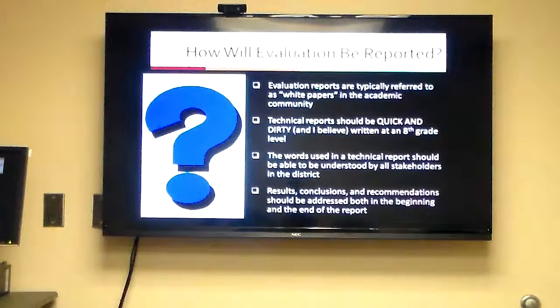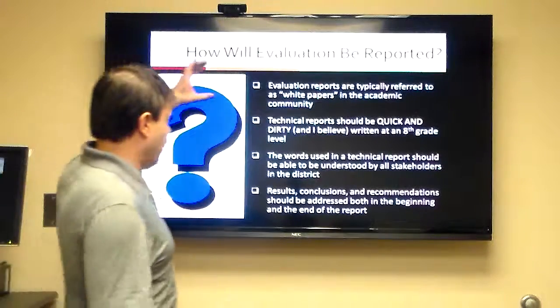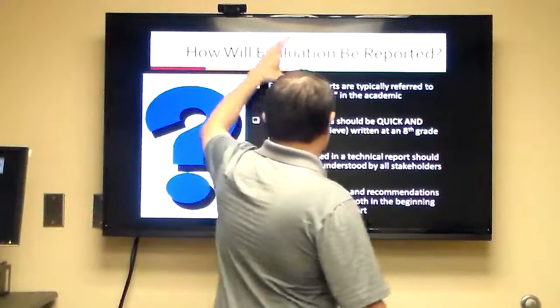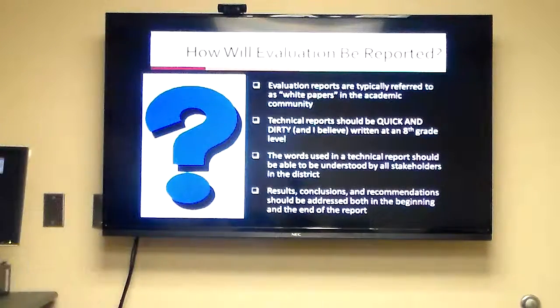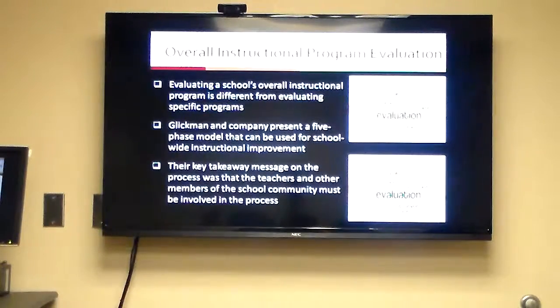Everybody in the district should be able to read it and should be able to make some sort of judgment on the program based off of what they read. You want to address the results, conclusions, or recommendations at the beginning, because it's just like a newspaper heading. People are only going to read the first part of it, they might scan the middle, and then they'll go to the end. So try to make sure that the recommendations and conclusions are addressed in both places.